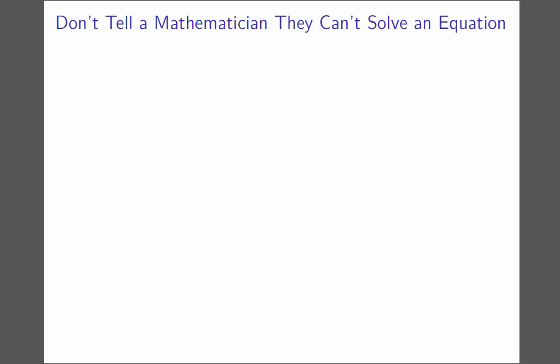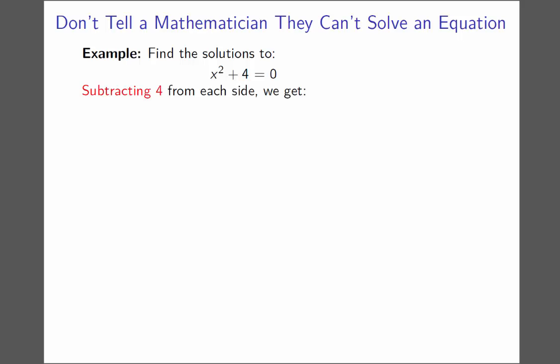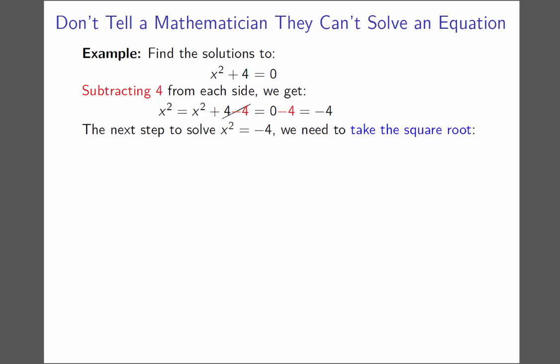Now let's look at another example. Let's find the solutions to x squared plus 4 equals 0. Like before, we'll start by subtracting 4 from each side to get x squared plus 4 minus 4 equals 0 minus 4, which is negative 4. And on the left side, 4 minus 4 is just 0, so we just have x squared. And the next step to solve x squared equals negative 4 is that we need to take the square root. This gives us the square root of x squared equals the square root of negative 4, where the square root of x squared is the absolute value of x.